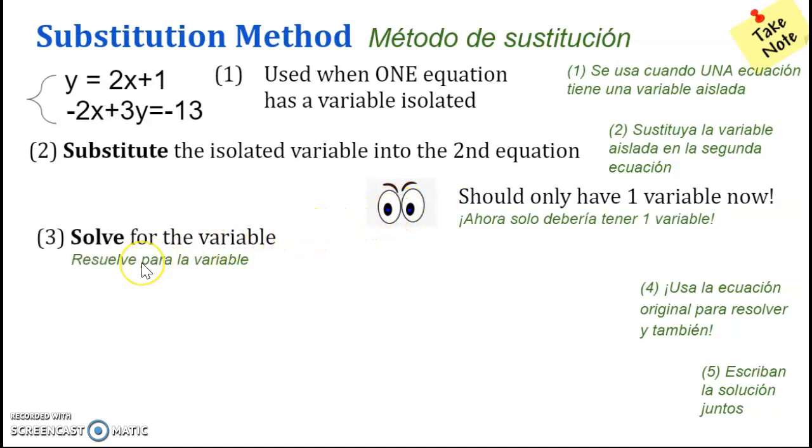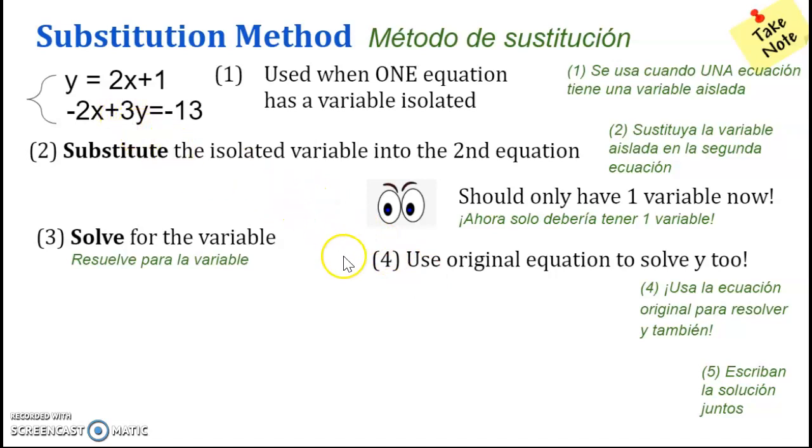And then the third step is to solve for the variable. Fourth is to use the original equation to solve for y. Again, remember, we need to find the value for x as well as the value for y. And then finally, write the solutions together, the value for x and the value for y. So in this example, we know that y has the same value as 2x plus 1.